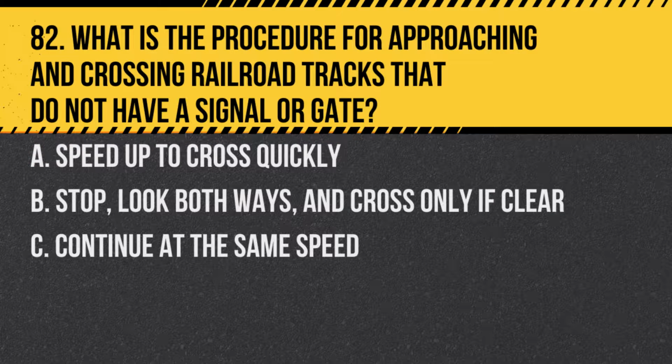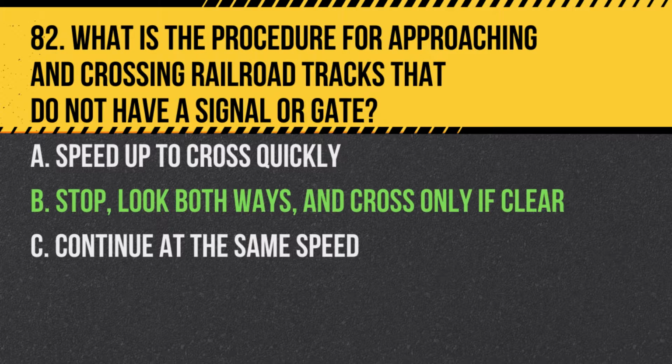Question 82. What is the procedure for approaching and crossing railroad tracks that do not have a signal or gate? A. Speed up to cross quickly. B. Stop, look both ways, and cross only if clear. C. Continue at the same speed.